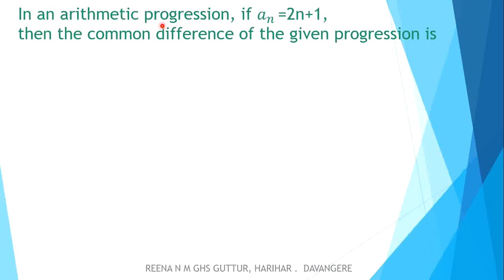The first question: in an arithmetic progression, if an is equal to 2n plus 1, then the common difference of the given progression is. This question is taken from the year June 2020. It's of 1 mark. First you should write an is equal to 2n plus 1.